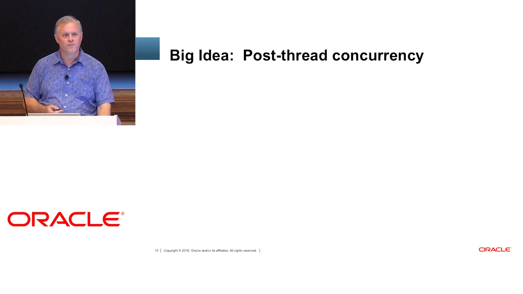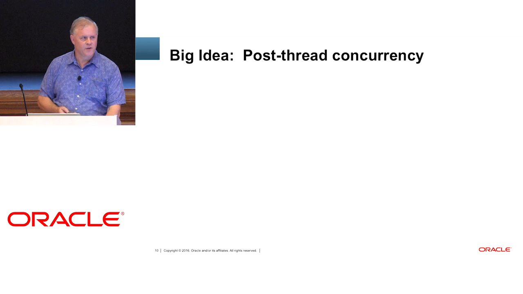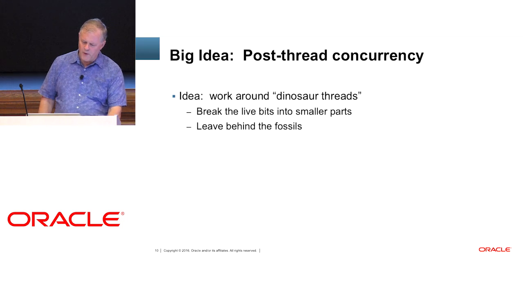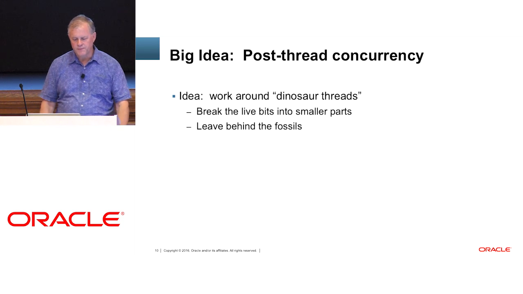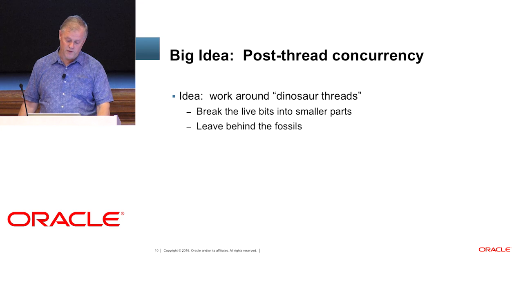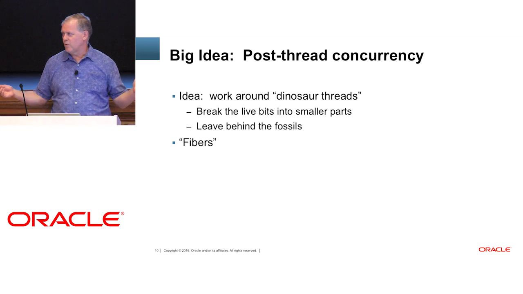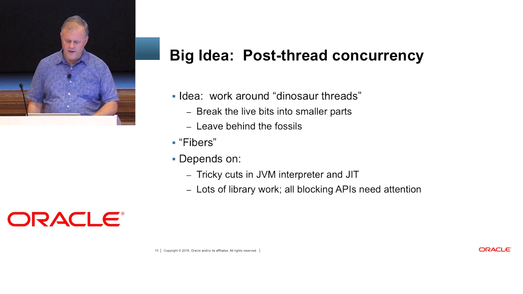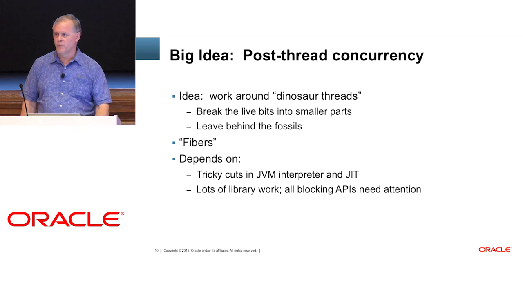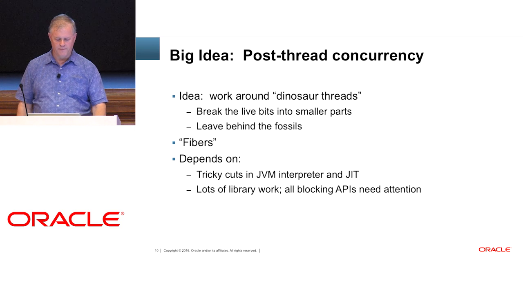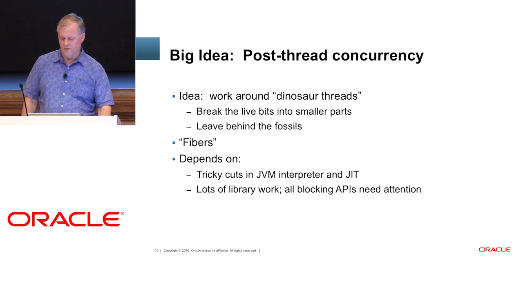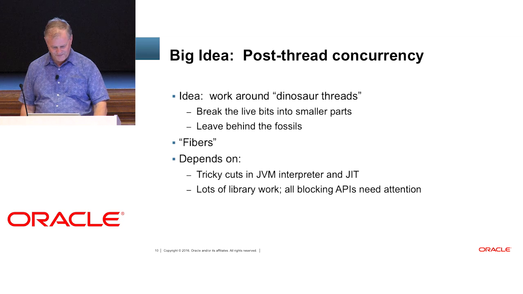And we've been talking about this. Charlie ran a workshop years ago when we were gathering fiber requirements. We're still thinking about it. I want to present a few ideas. But basically, we need to not virtualize them and shrink them. We need to work around dinosaur threads. We need to leave the fossiliferous parts behind. So the working title for that is Fibres. And it depends on some very tricky cuts in the JVM interpreter and JIT, but the metacircular interpreter is helping us do those early experiments. And of course, lots of library work, which we had a great talk on 2 years ago, which helped spur some of this work today.